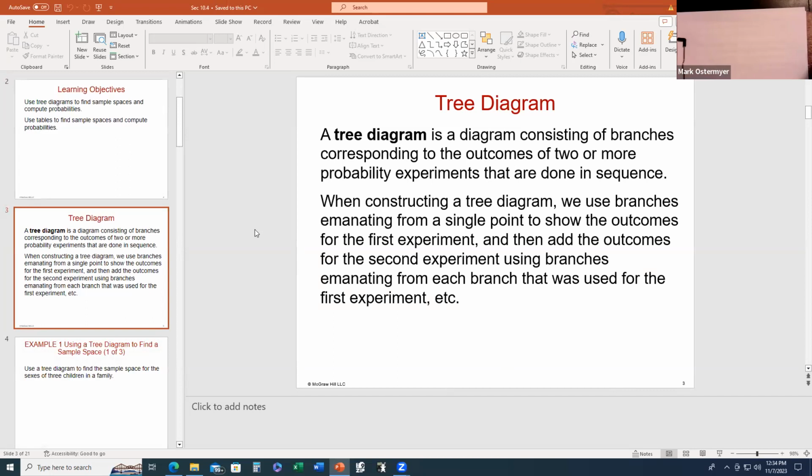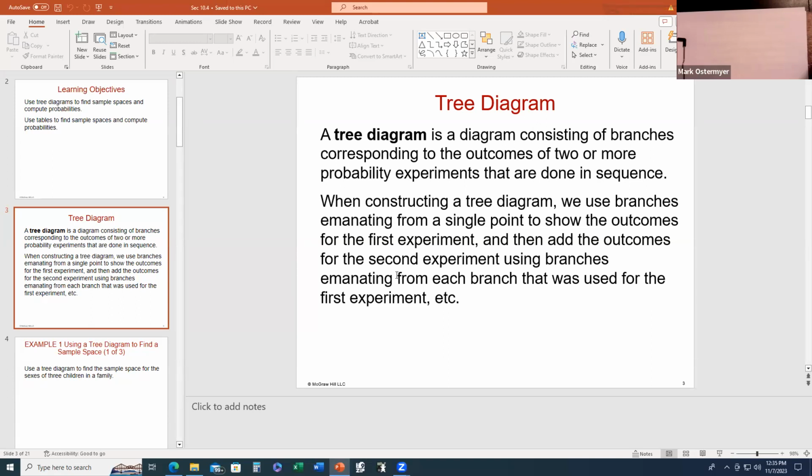A tree diagram is a diagram consisting of branches corresponding to the outcomes of two or more probability experiments that are done in sequence. When constructing a tree diagram, we use branches emanating from a single point to show the outcomes for the first experiment, and then add the outcomes for the second experiment using branches emanating from each branch that was used for the first experiment, et cetera.